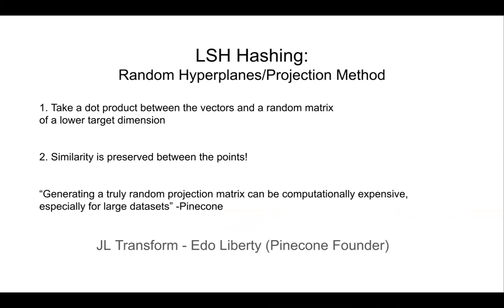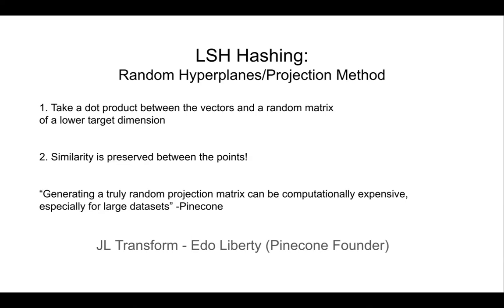So Yonatan could probably explain this better than me. But in the random hyperplanes situation, there's a property of mathematics that was shown: if you take a dot product between your vectors and a random matrix of a lower target dimension, and you do this for your whole vector space of embeddings, the similarity, the distance between the different embeddings, will still be preserved, which is cool. So this is a compression technique that preserves most of the information.